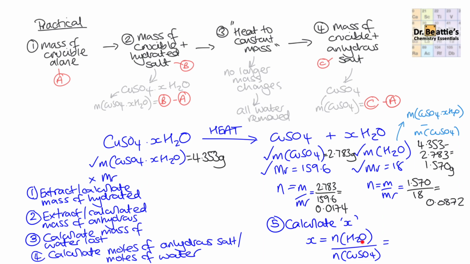And if you ever forget this, it's always the biggest number on the top divided by the smallest number, because you're trying to find a ratio. And this happens in the empirical formula as well, because you always divide by the smallest number of moles in an element. So taking our values there, if we do that calculation, we get the value of 5, which therefore means our formula here is copper sulfate 5 waters.